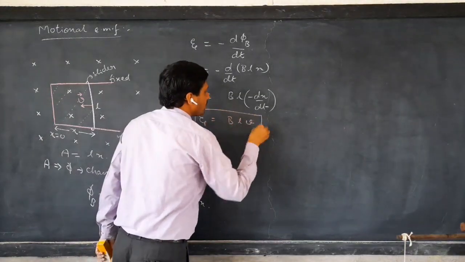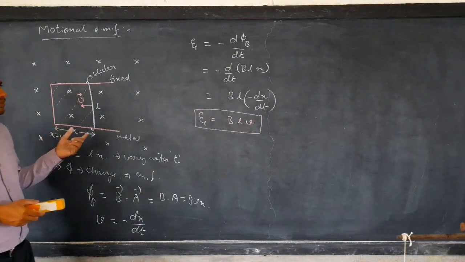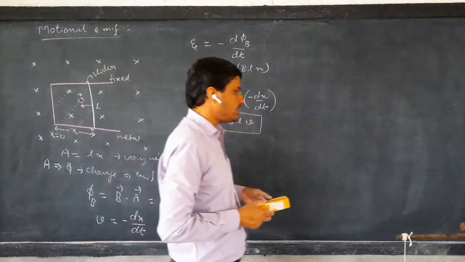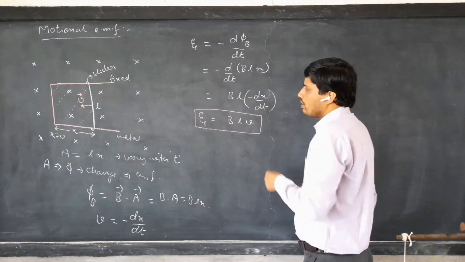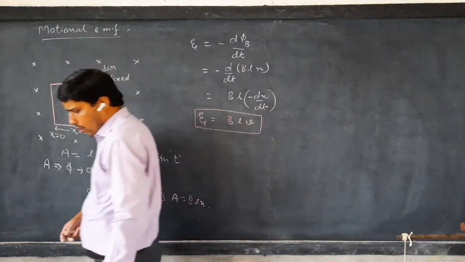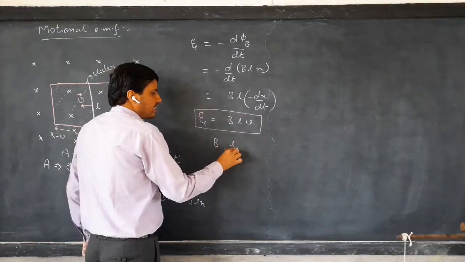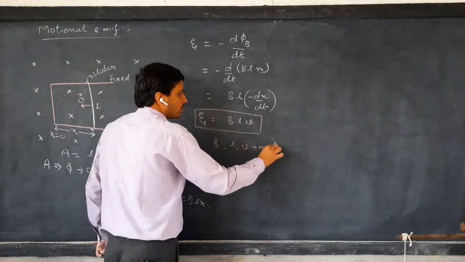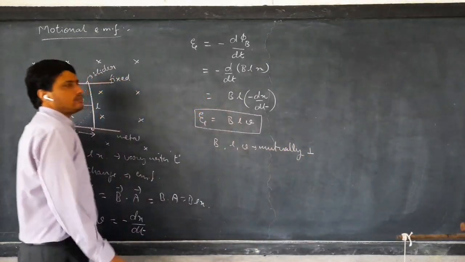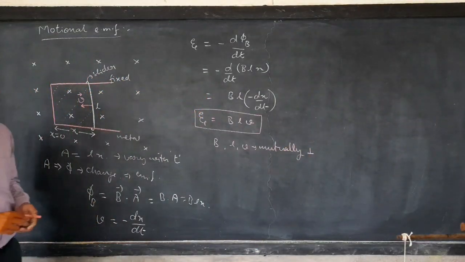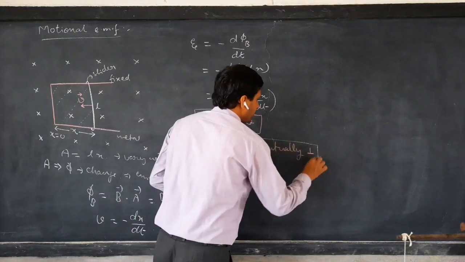The induced EMF is given by the formula B times L times V, where B is the magnetic field, which I assume to be constant, L is the length of the wire which is moving, and V is the velocity with which it moves. One thing I would like to stress over here, that here B, L and V must be mutually perpendicular. I'll discuss this in more detail.